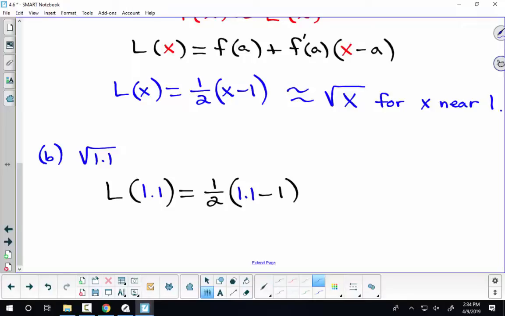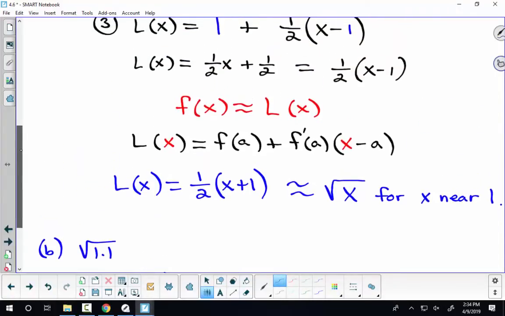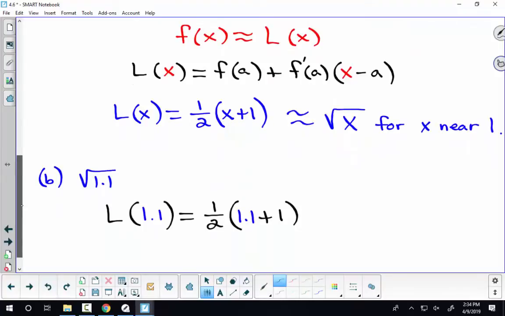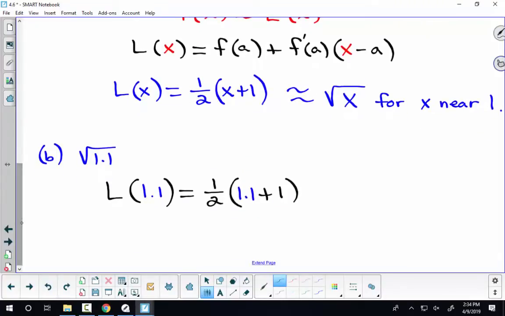Okay, so our linear approximation at 1.1 is this right here. It should be plus 1, by the way. Why did I write minus 1? Did I mess that up here too? Yeah. Oh, sorry. No, on the very top one it should be negative, but on the bottom, oh yeah, right. Sorry about that. Okay. Thank you. And remember, this value is approximately the square root of 1.1.